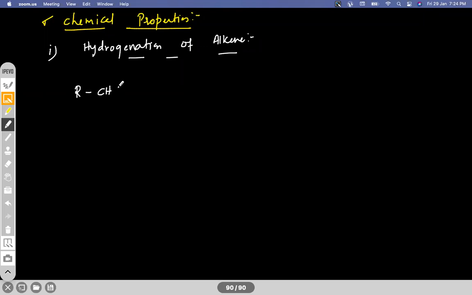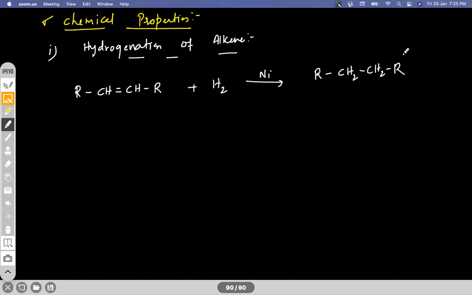RCH double bond CHR will undergo hydrogenation with H2 in the presence of a catalyst. Any catalyst we can use: nickel, platinum, palladium. It is syn addition and it gives RCH2CH2R. We have already discussed it. Similarly, in preparation of alkane, we have discussed hydroboration reduction reaction. That is also a chemical reaction of this.